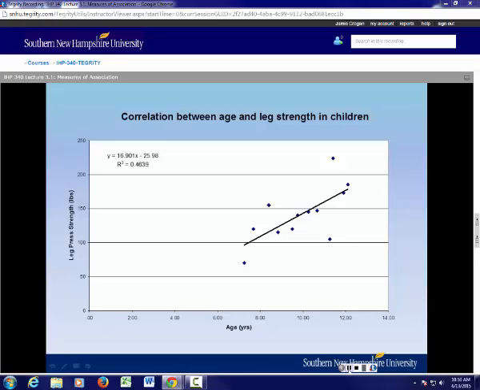And what we found was that these two variables are related. The kids who tended to be older tended to be stronger. The kids who were younger tended to be a little weaker. It wasn't a perfect relationship. Not every dot fell exactly on that line, but on the average, that's what the relationship was.